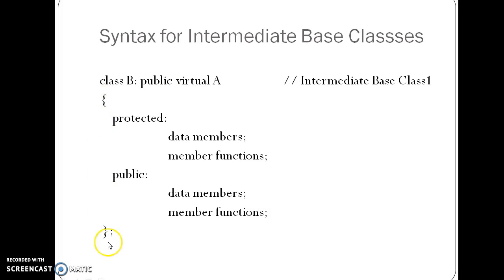And the remaining syntax is the same: protected. Under the protected section we collect the data members and member functions together. Under the public section we collect the data members and member functions together, and at the end we close the curly bracket of the class definition and give the semicolon. So this is the syntax for the intermediate base class.